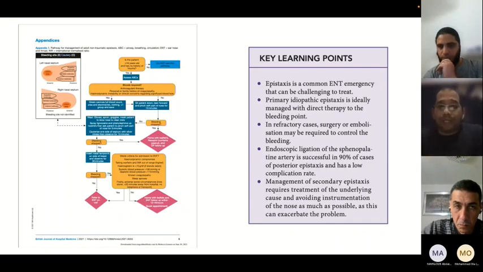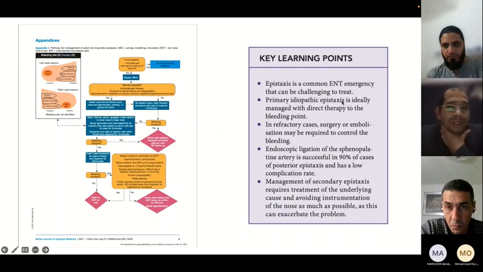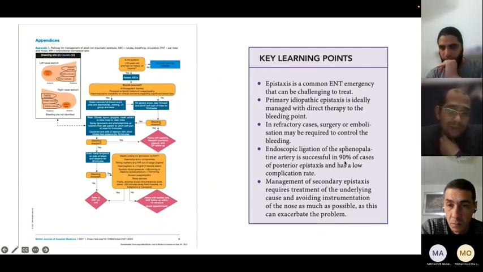So this is the key learning point that I was aiming to introduce to you today. Epistaxis is one of the common ENT emergencies that can be challenging to treat. Primary idiopathic epistaxis is managed with direct therapy to control the bleeding point. In refractory cases, surgery or embolization may be required. Endoscopic ligation of the sphenopalatine artery is successful in more than 90% of cases of posterior epistaxis, with a very low complication rate.